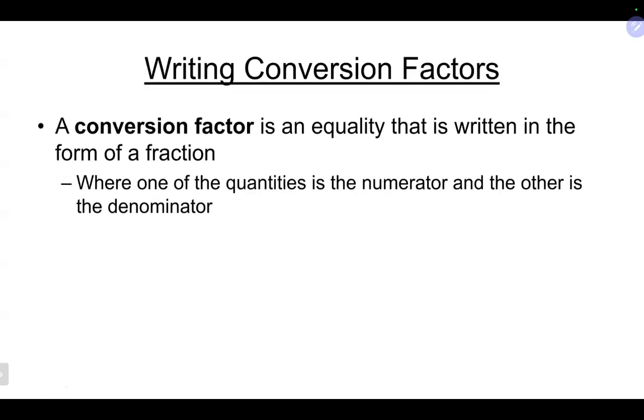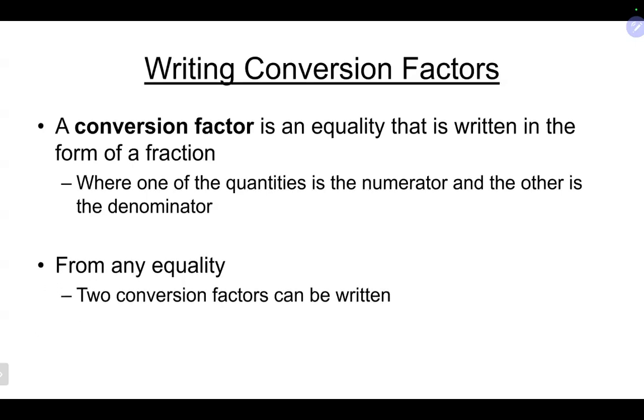Let's talk a little bit though about writing conversion factors. We do use conversion factors in chemistry a lot, and we solve problems through a process known as dimensional analysis, which we'll talk about here in just a second. But really a conversion factor is found from any type of equality. And an equality is really two values that are on different scales, but represent the same amount of something.